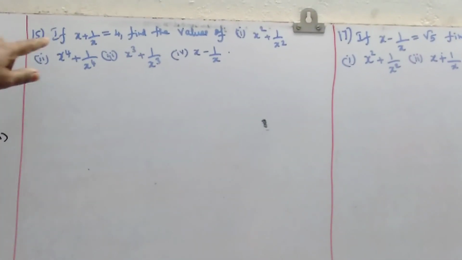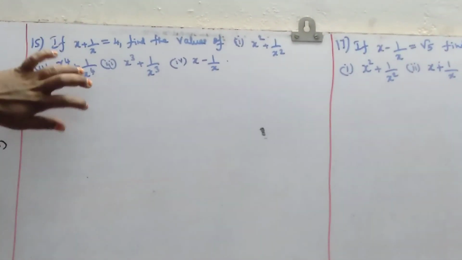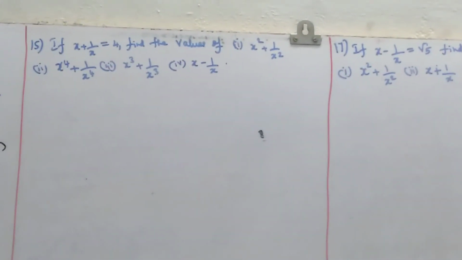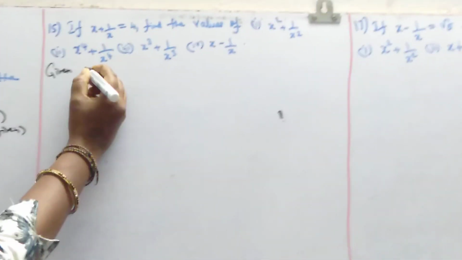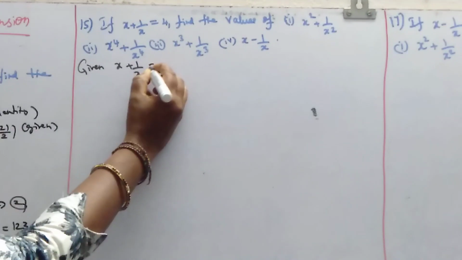So if you are clear with the given idea, that is what is given, then it will be easy for us to solve this sum. Clear? Okay, so let us find the solution from the given. So given x plus 1 by x equal to 4, right?